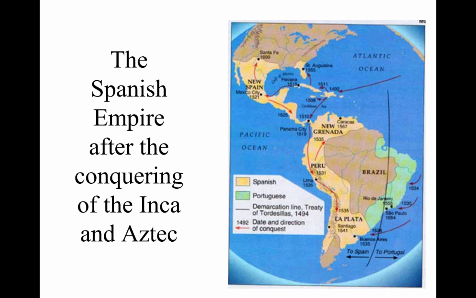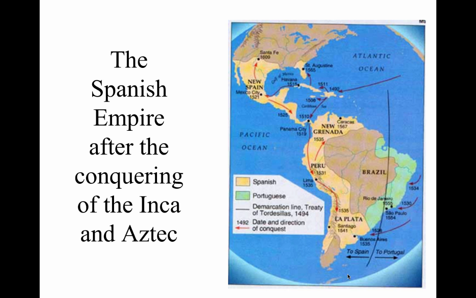So once the Spanish conquer the Aztec and the Inca, and begin to take over more territory, this is the extent of the Spanish Empire known as New Spain. And while they do have colonies in other parts of the world, this is definitely the heart of the Spanish Empire. So the territories extended from Florida and Southern California, Texas, all the way through Central America, and all the way down through Chile and Argentina.